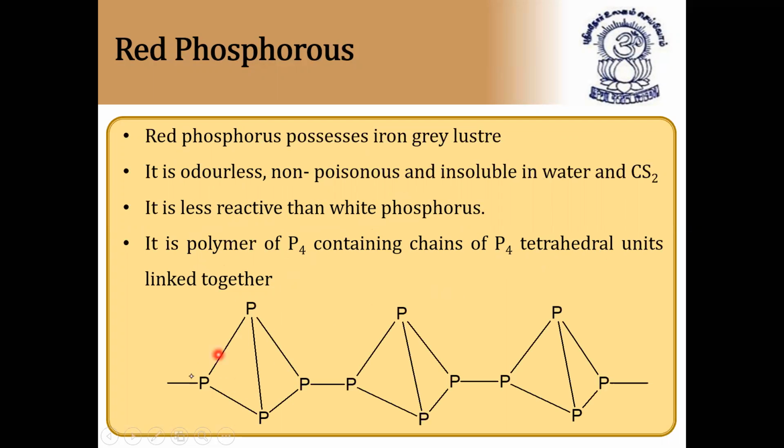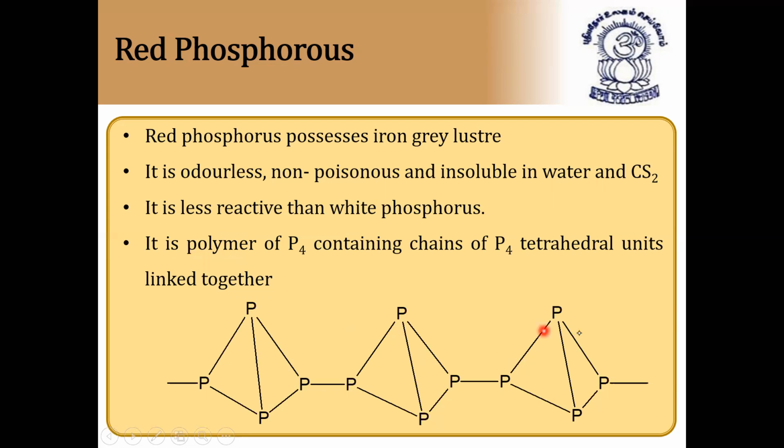Not only a single molecule, it has tetrahedral units joined together. So it is a big polymer. Polymer means joining of many molecules; it's a big molecule. So many molecules combine together to form a polymer. That's why it is called a polymer.